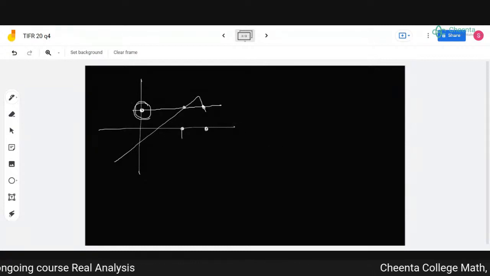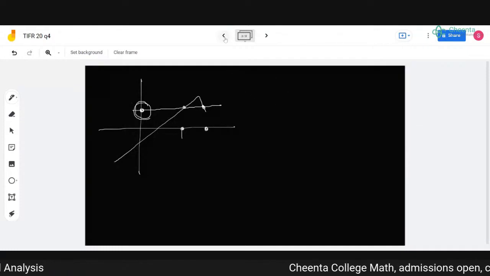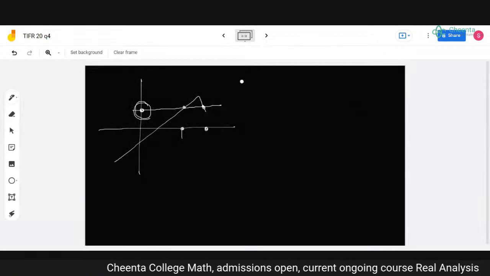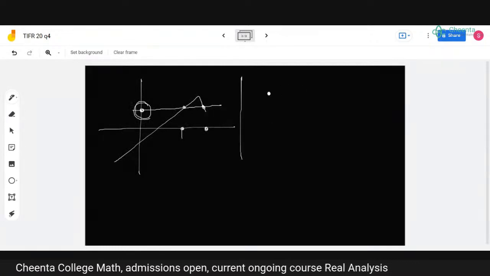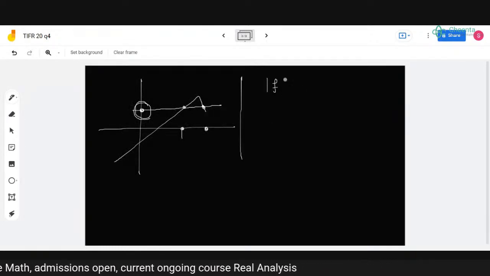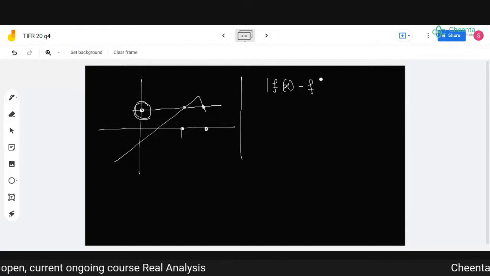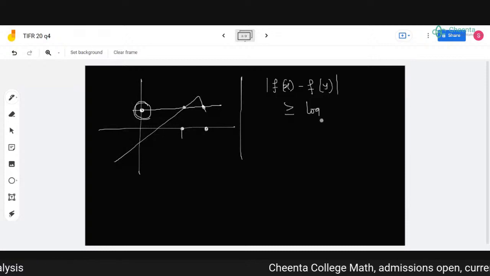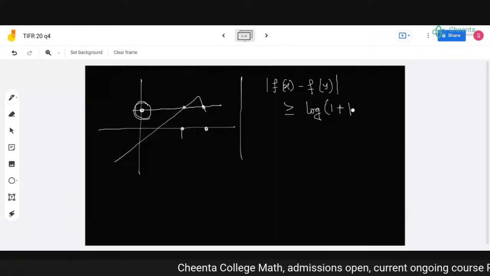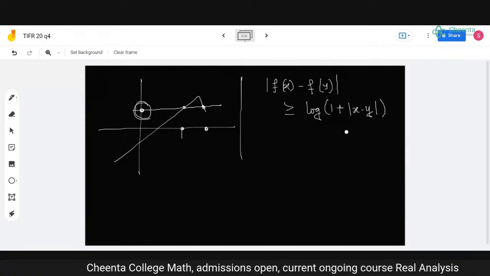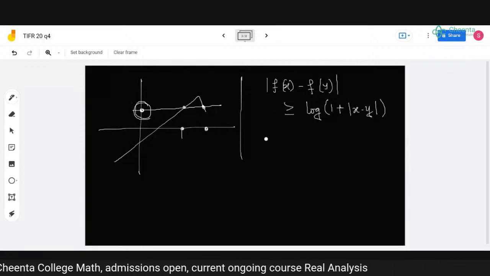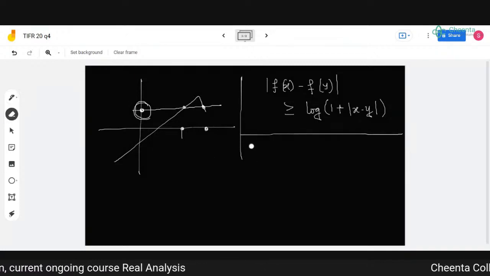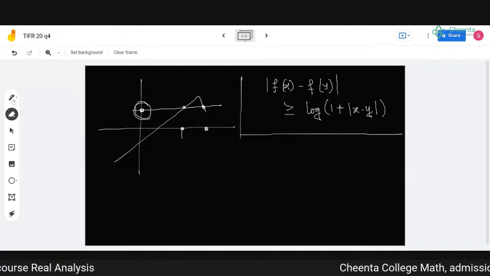All right. So from here, in this given problem, I will write the inequality again here. So I have f of x minus f of y is greater than or equals to log 1 plus mod x minus y. All right. So now I can actually expand this inequality a little bit further, right? So how will I do it?